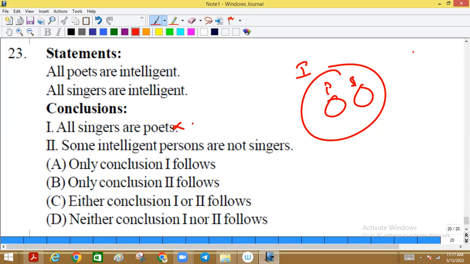Now see the second one. Some intelligent persons are not singers. Is it correct? Yes or no? No, wrong. And that's why I said, if you are giving the correct answer to this, it means you understood the concept of reasoning.